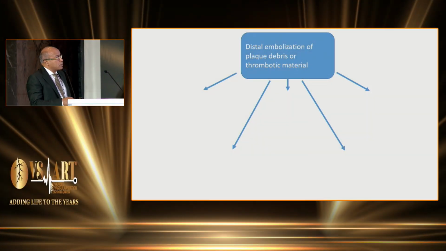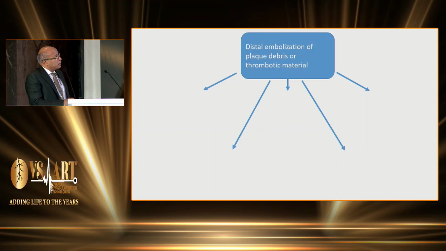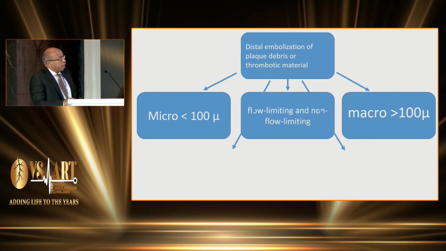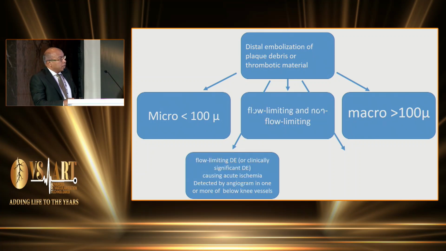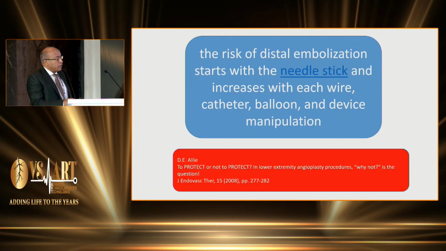About distal embolization, it's the plaque debris or thrombotic material that moves toward the distal arterial tree. It may be a micro or a macro embolization according to the size of the particles, with 100 microns being the standard of measuring. It may be flow limiting or non-flow limiting. It is clinically significant when it occludes the vessels at the pedal level, detected by angiography and causing an acute event, or non-flow limiting, which doesn't cause any limitation and doesn't require any immediate intervention.